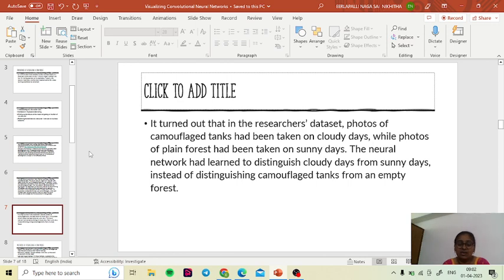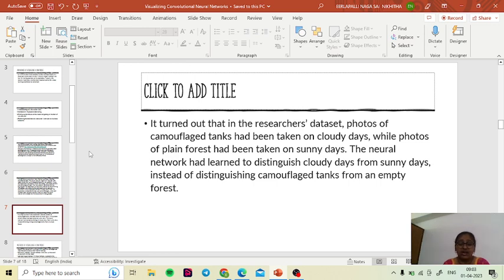So it is important to understand why our model is predicting a particular thing. So it is important to visualize convolutional neural networks. Let us see the important methods of visualizing convolutional neural networks.